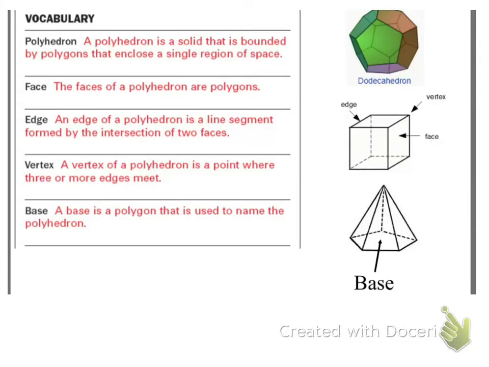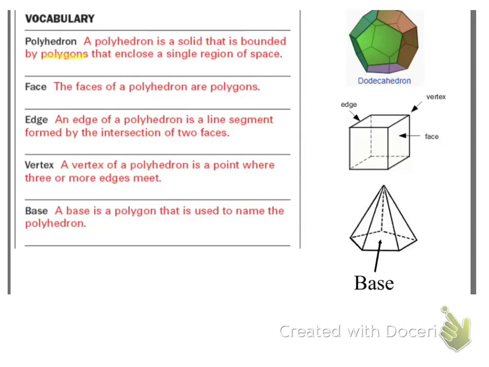We are starting Essential Standard 9, which is surface area and volume, which both have to do with solid 3D figures. So this lesson is kind of an introduction to those solids. So first we'll start out with a polyhedron. A polyhedron is a solid that is bounded by polygons that encloses a single region of space.